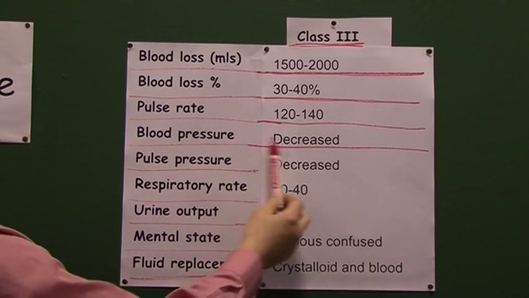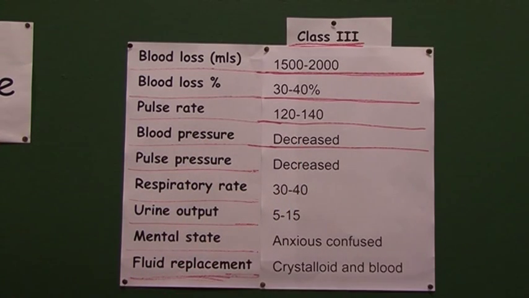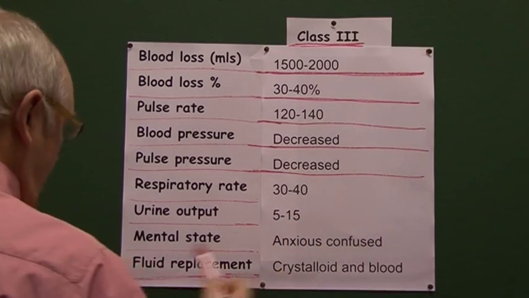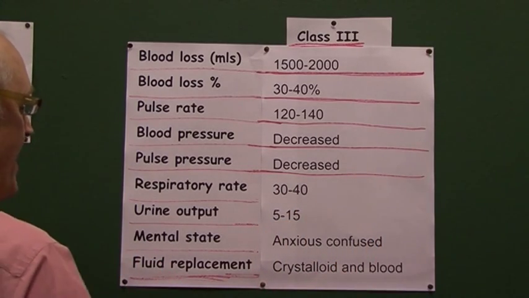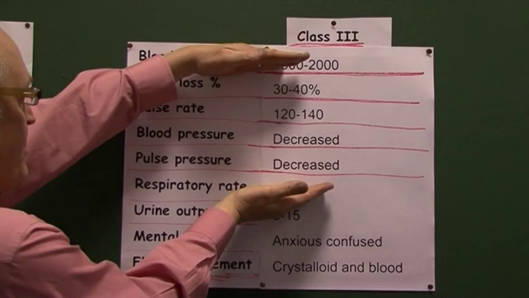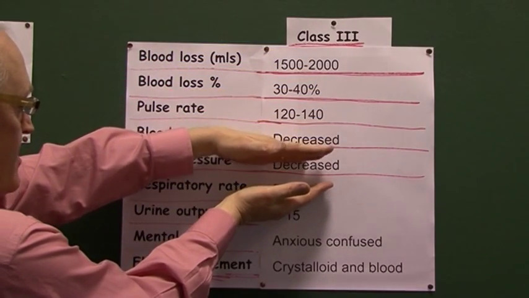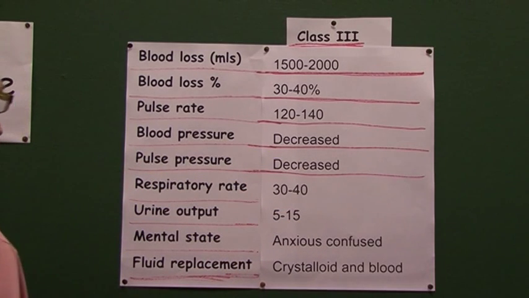Ideally, the patient would not have got to this stage. We would have treated them early. But if they have, they have. And the pulse pressure is decreased now. Okay, the diastolic pressure might be maintained, but now the pulse pressure is decreased because the systolic pressure has come down towards the diastolic pressure, decreasing the pulse pressure.